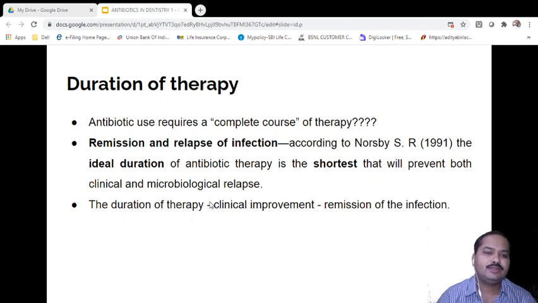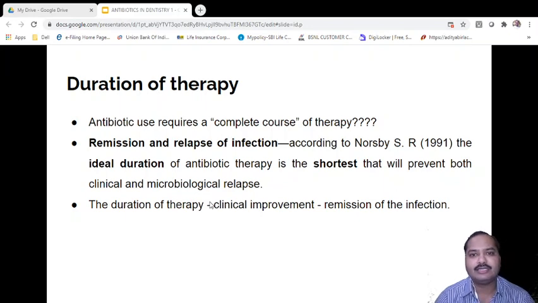Then coming to the duration of the therapy, how we will determine the duration is also very important. There is a concept that we have to give the therapy for this much time or that much time. Is there any course of the therapy in antibiotics? We have heard about it, but is it there? Ideally, we have to think over it.